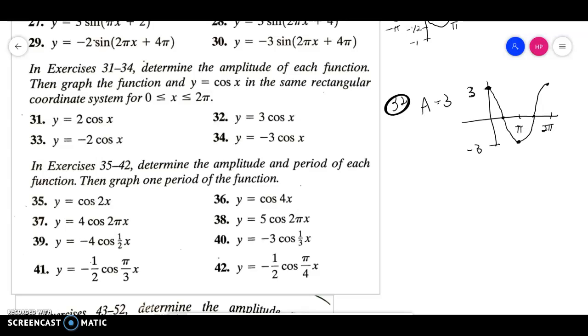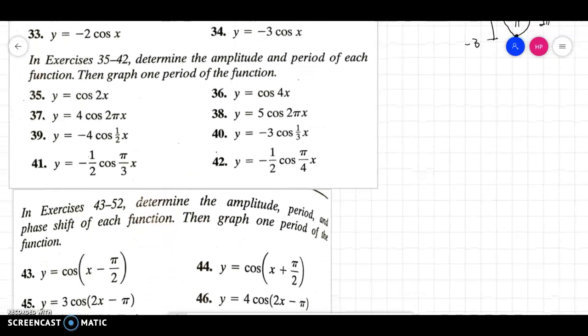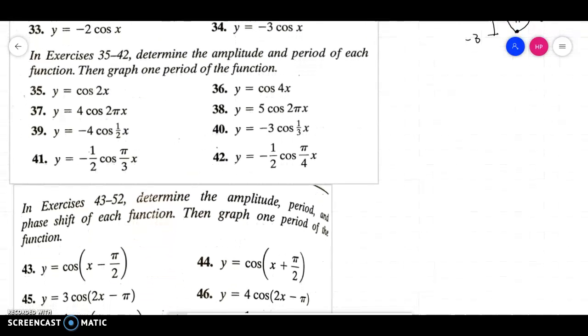So 36, the amplitude is just 1, but that period has changed. And then 40 has a couple of things going on. So 40 is going to flip because of that negative, but still my amplitude is 3. And then my period, 2 pi divided by 1/3 is like 2 pi times 3. So I actually have to go 6 pi in order to see my cosine function in its entirety.